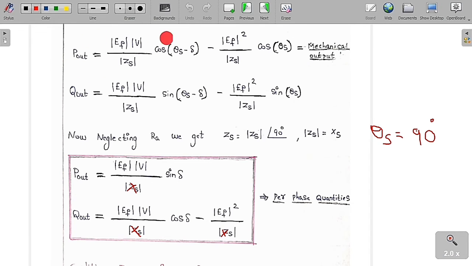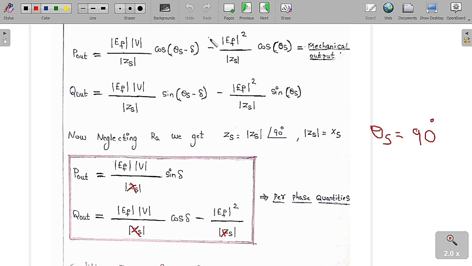So this is the output power general expression whenever R is not equal to 0. Then in this equation, I want to know what is the maximum output power. Whenever delta is equal to theta s, you are going to get the maximum output power. So if you substitute delta is equal to theta s, this cos 0 is equal to 1, and the remaining expressions you are going to get.